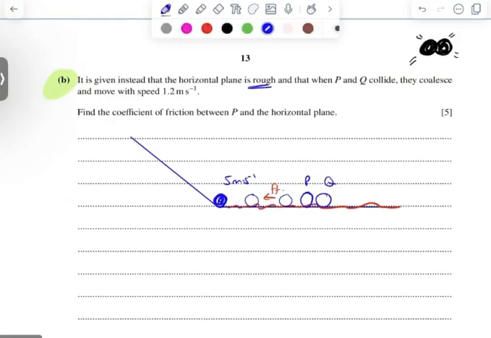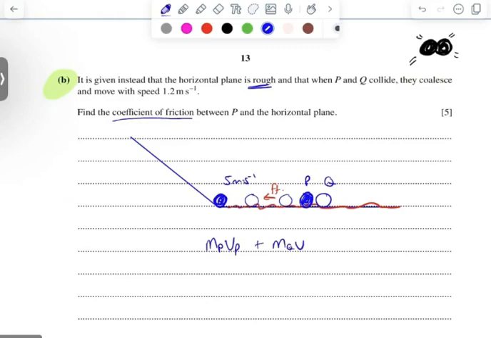We need to do the calculation to figure out what the speed is going to be, but we need to understand that the particle is now going to be slowed down. Okay, so it is rough. They coalesce, and they move with a speed of 1.2. Find the coefficient of friction. Okay, so we've got momentum here, and we need to now work out the coefficient of friction. So I'm going to start with what I started with earlier.